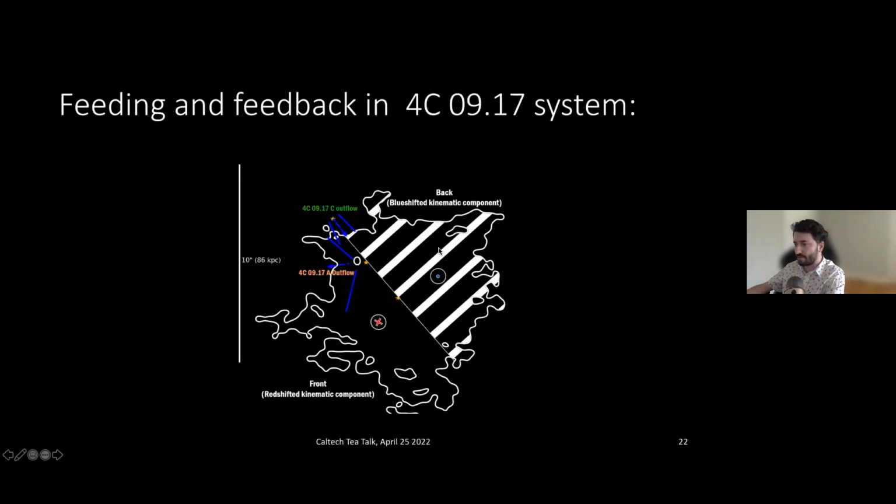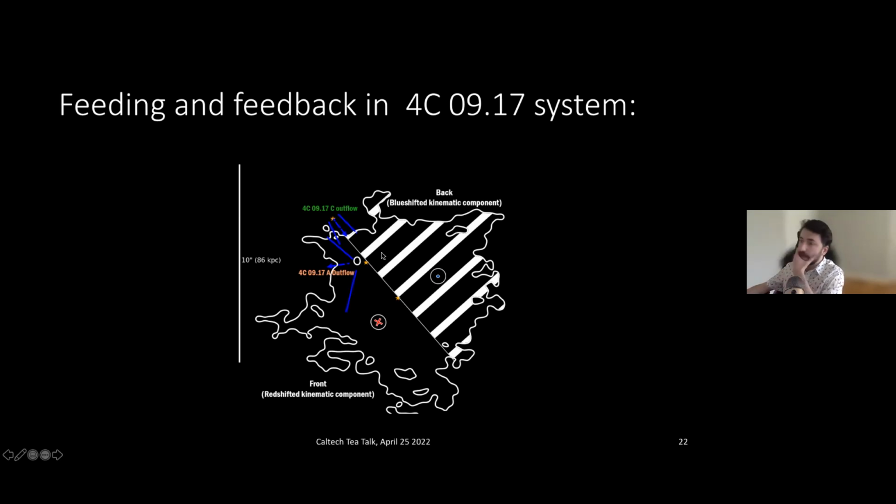And so I've been working on a diagram that's trying to explain what's happening in the system. So the white contours here are the low surface brightness that we detect in Lyman alpha. We have the backside of the inflowing component, which is from the blueshifted region that's in the back. And then we have the front, which is the redshifted kinematic component. And then we have the outflow from the quasar-host galaxy that's pointing sort of to the left here. And then we have an outflow from the merging galaxy in the upper left that's also happening while there's an ongoing merger.